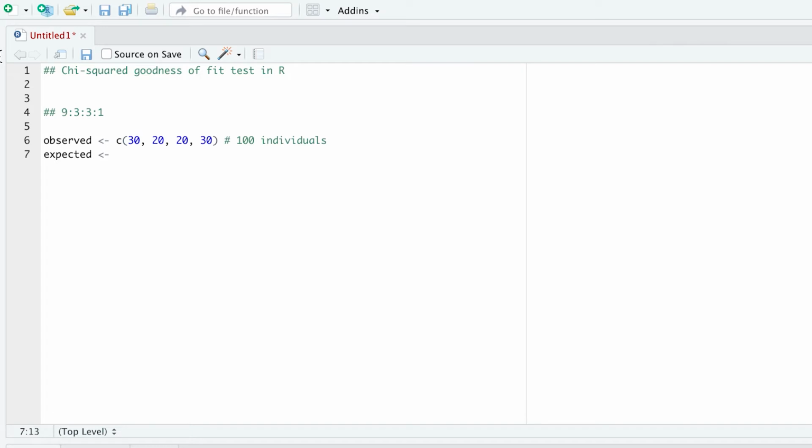So our expected is 9 over 16, 3 over 16, 3 over 16, and 1 over 16. And we multiply all of that by 100 because it's 100 individuals.